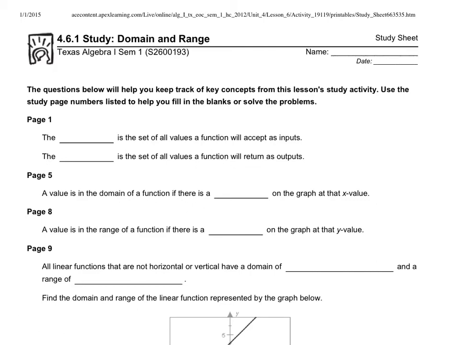So recall that the domain is the set of all values a function will accept as inputs, in other words, your x's, and your range is the set of all values that a function will return as outputs, or your y's. It is true that a value is in the domain of a function only if there is a point on the graph at that x value, and the same is true that a value is in the range if there is a point on the graph at that y value.